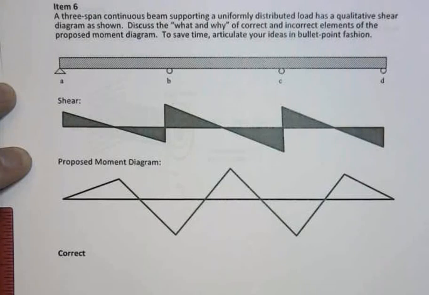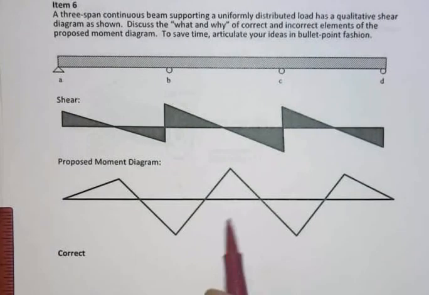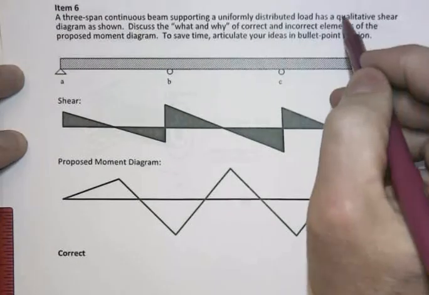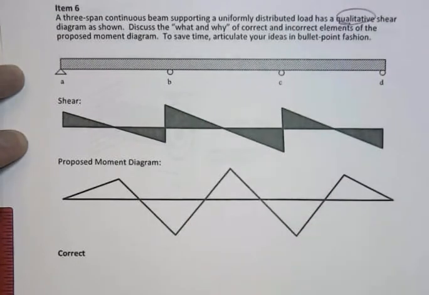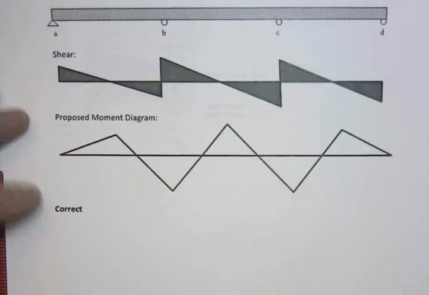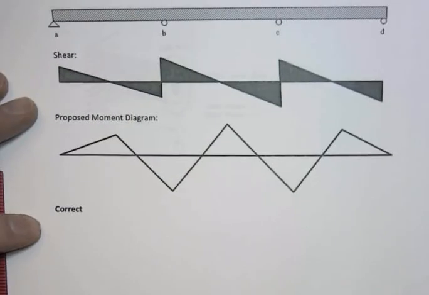In item 6 on the second exam, note that we have a three-span continuous beam with a uniformly distributed load, and we're provided the qualitative shear diagram. And someone has proposed a moment diagram to go along with this, and we're asked to come up with the correct and incorrect aspects of this proposed moment diagram. Right, so from a correct standpoint, there's a couple of big things and a couple of little tiny nitpicky things that you could say are correct.